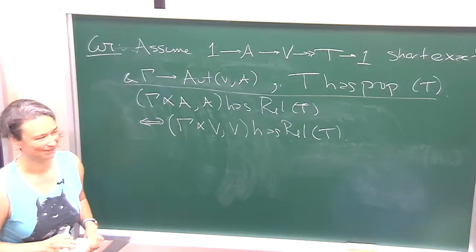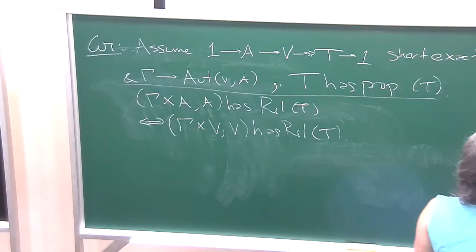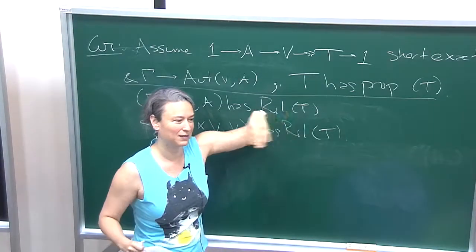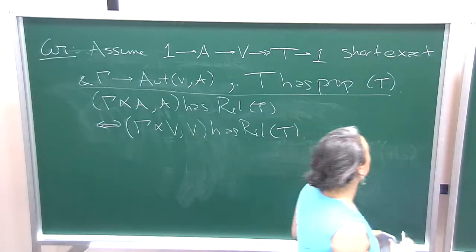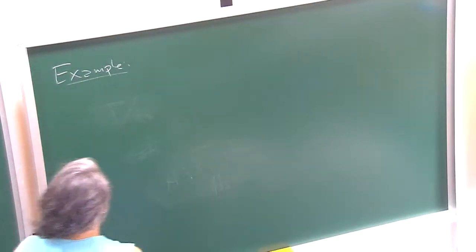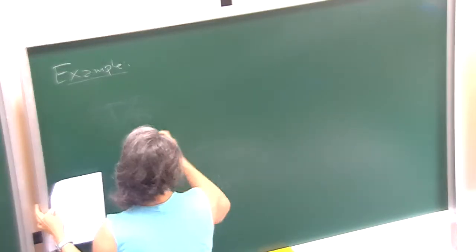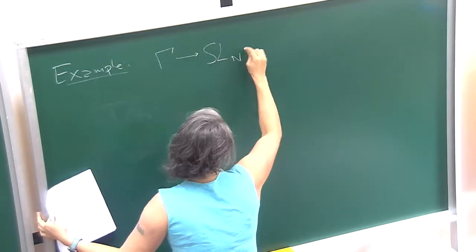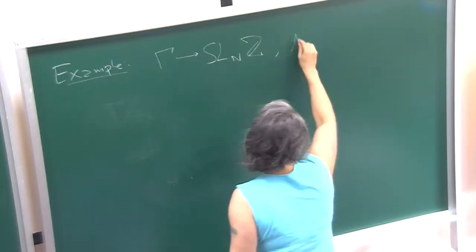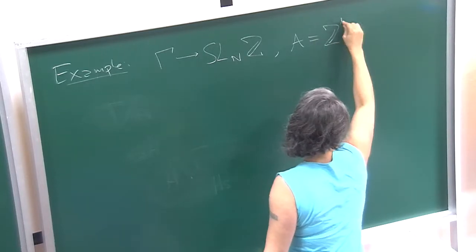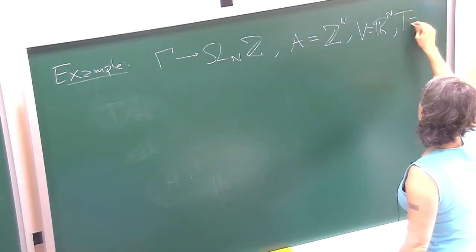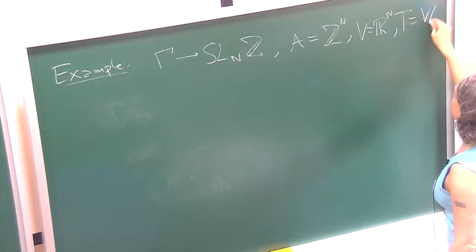Okay, so as an example, I've made A for abelian, V for vector, and T, not just because it has property T, but kind of like a torus. So the first example we're going to have of something that we can feed into this sort of machine is gamma mapping into SL_N(Z), for example. A will be Z^N. V will be R^N. And then T would be the torus, V mod A.